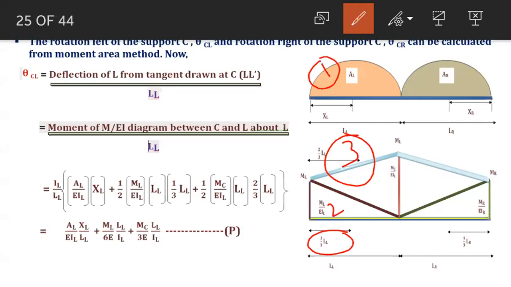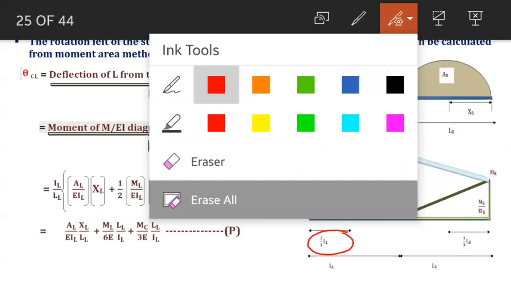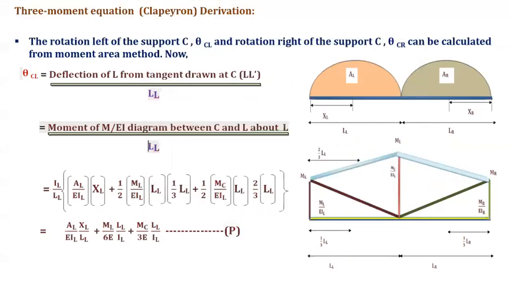Now similarly, you can write theta CR. That's very simple. Whatever we get in the same equation, AL is replaced with AR and XL replaced with XR. The remaining equation will be the same. Now I request all the members to calculate theta CR. So in the compatibility, theta CL plus theta CR. I think all of you have completed theta CL.